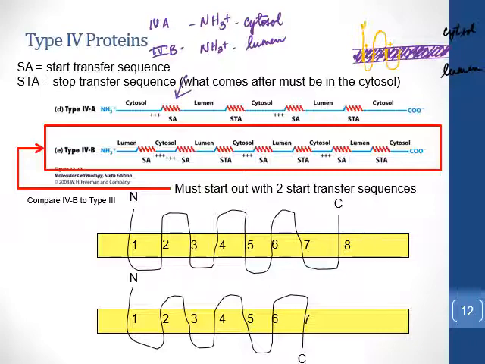The next one is a stop transfer sequence. So what comes after that is out here. So we've got a transmembrane protein with 4 transmembrane domains, which means our amino terminus and our carboxy terminus are on the same side of the membrane. The amino terminus is on the cytosolic side, so this is a 4A. Okay?